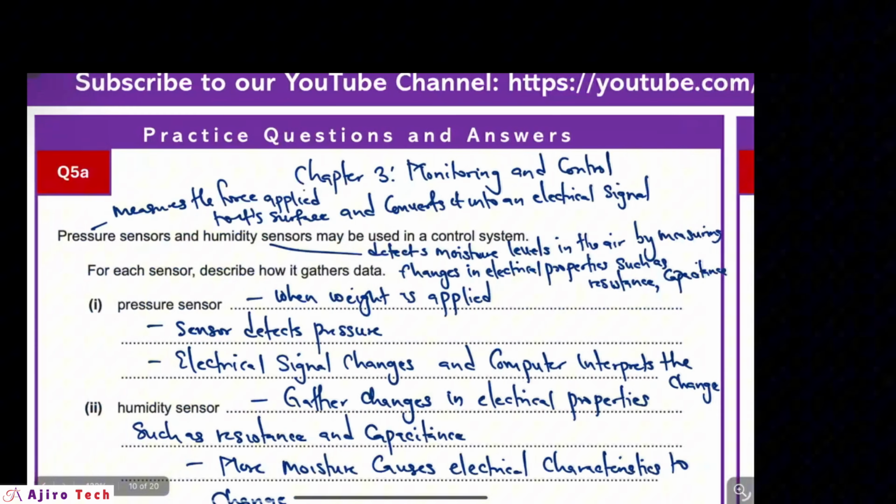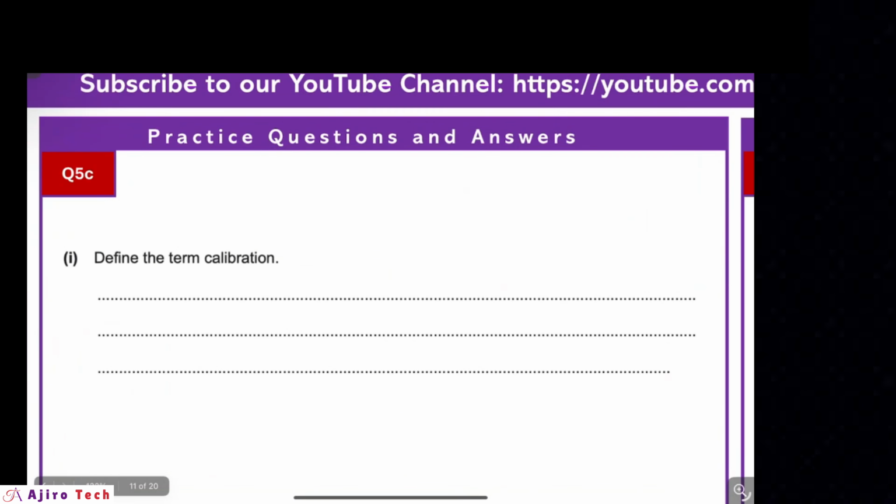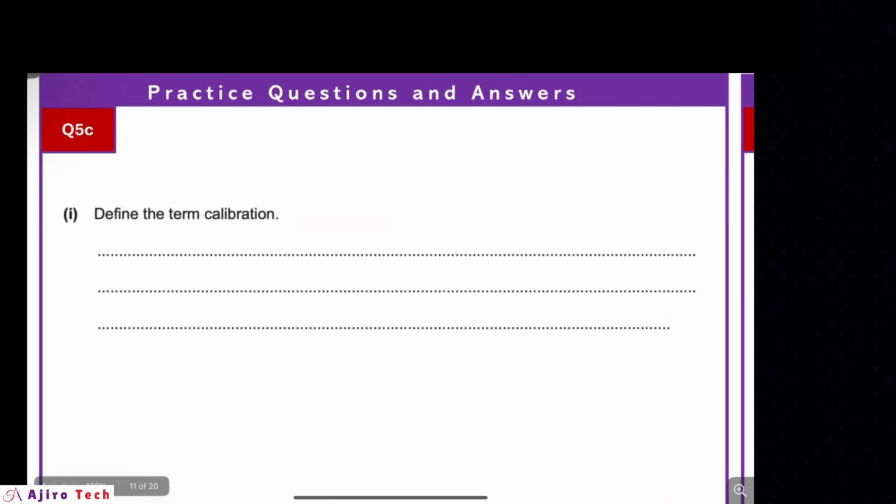Okay. I think we're done with this. Define the term calibration. This is chapter 3, monitoring and control. Now, we will talk about calibration. When you use a sensor continually, it gets to the point that the sensor over time becomes inaccurate.